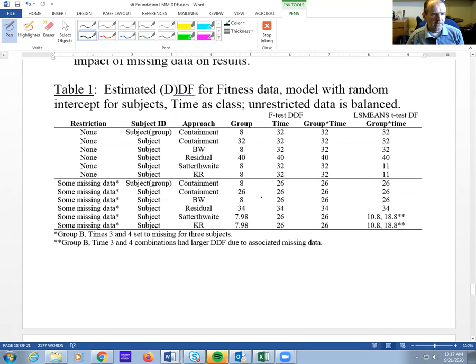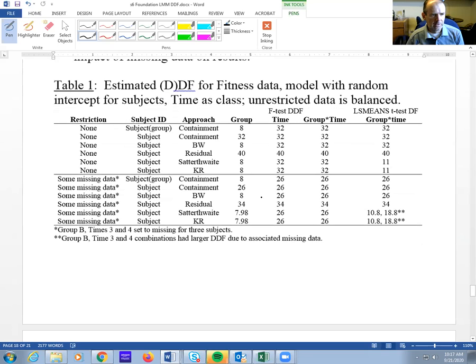But really for you guys, I think the most important thing is to know that we estimate the degrees of freedom in a mixed model for our t-tests and f-tests. And there are different ways to estimate it. And further, SAS and R differ in the methods that are used in estimating those degrees of freedom.